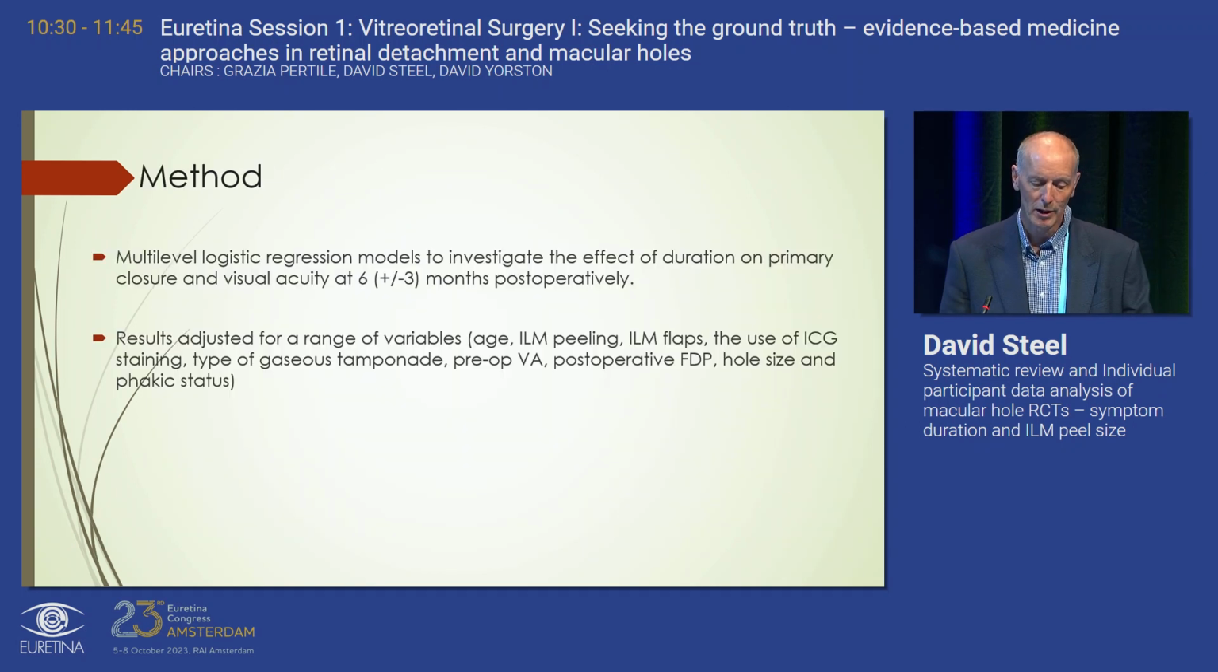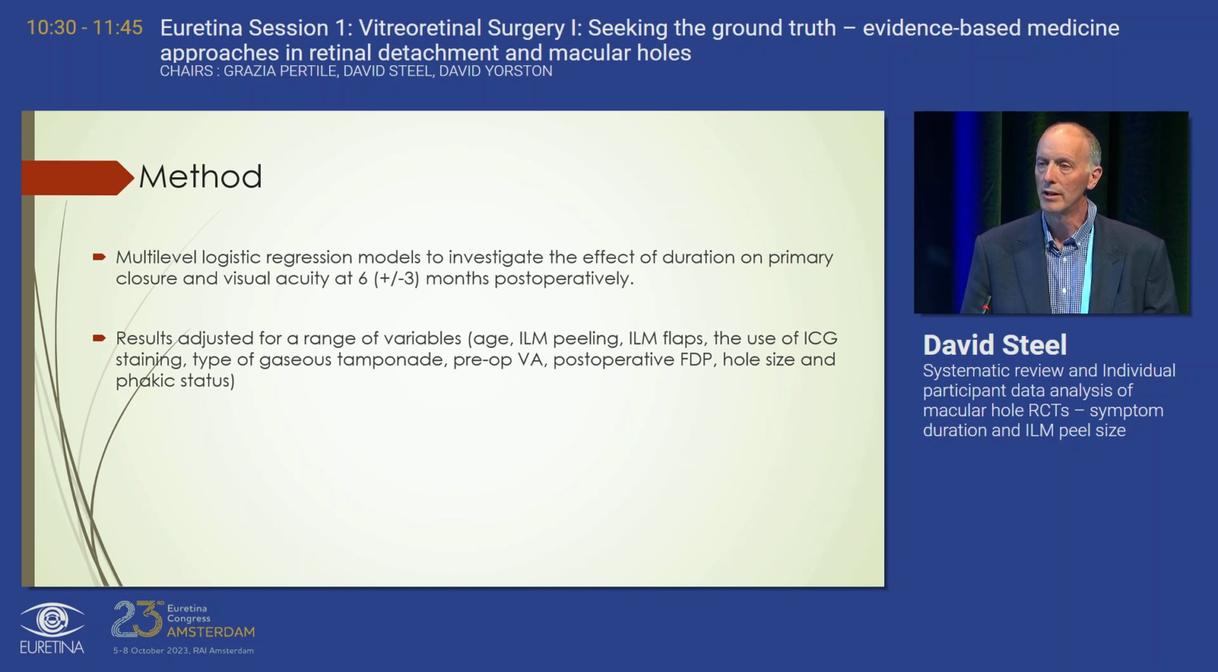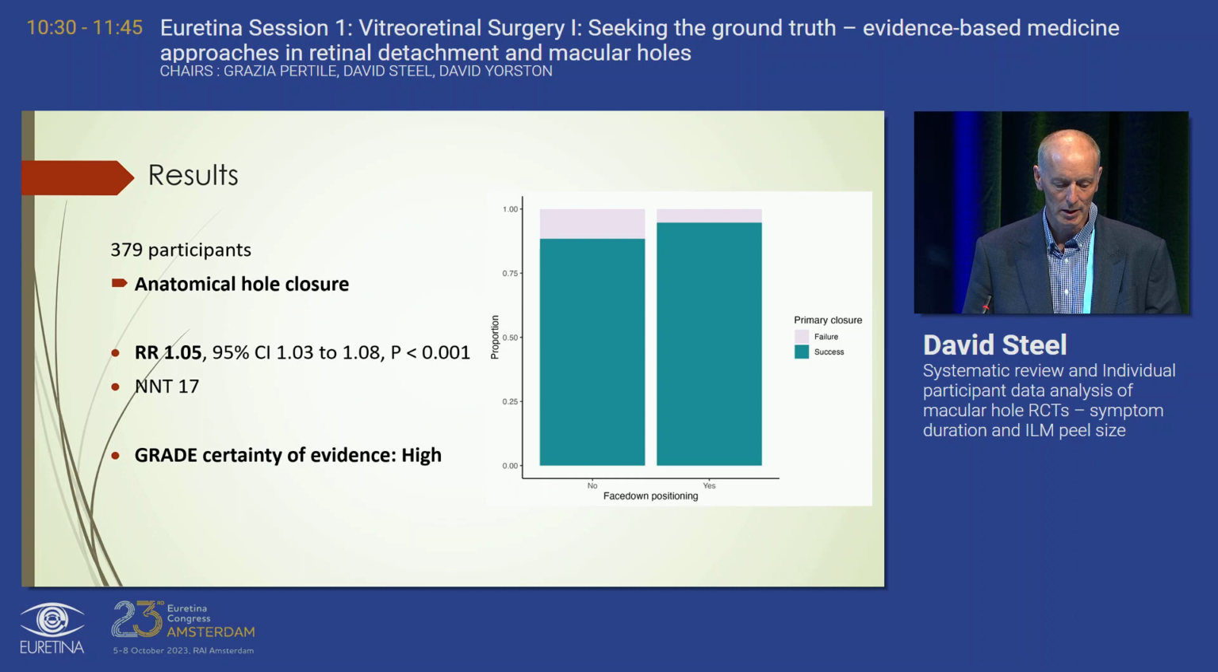So we did a multi-level logistic regression model to look at the effect of posturing on primary closure and visual acuity at 6 months. And we adjusted for a number of variables. So these are the results.